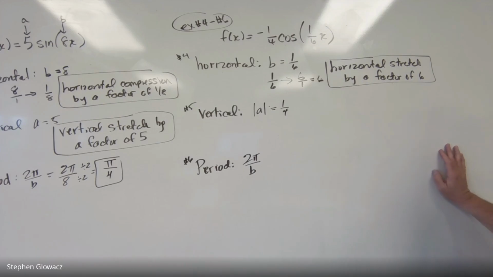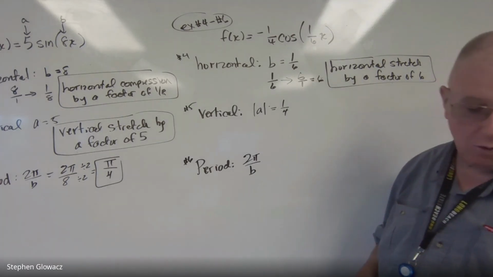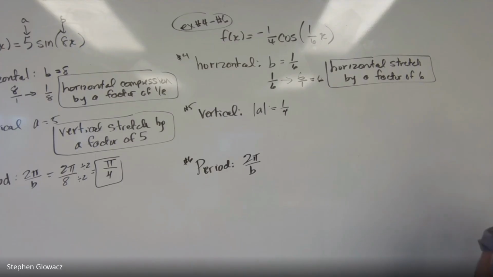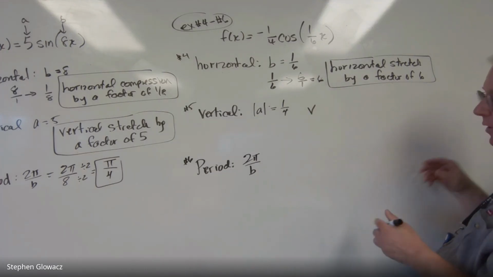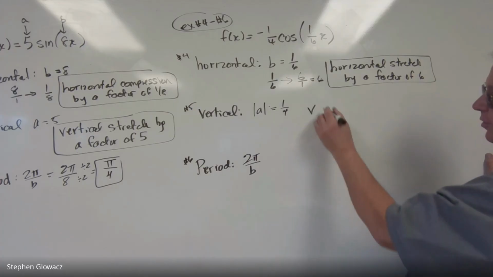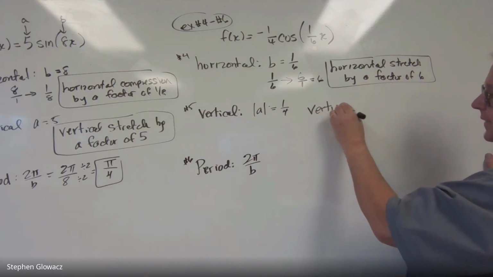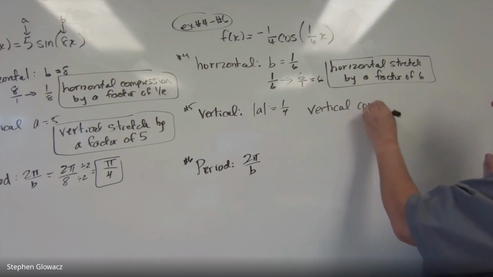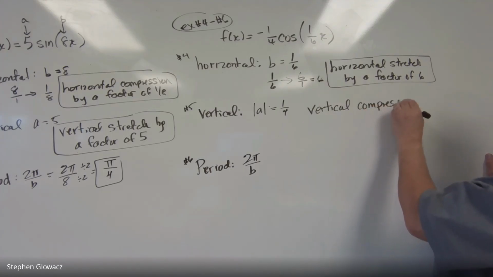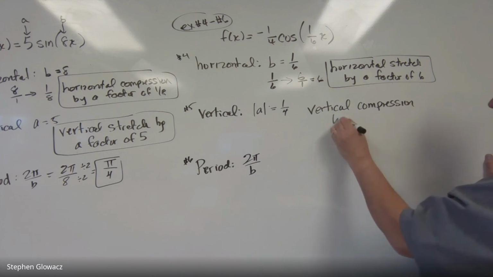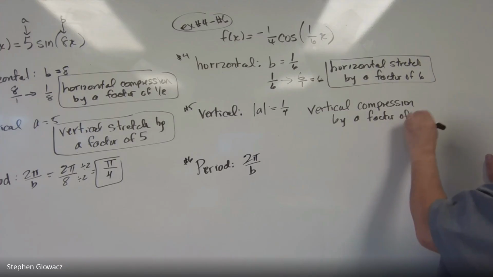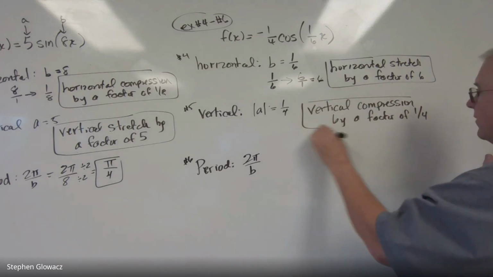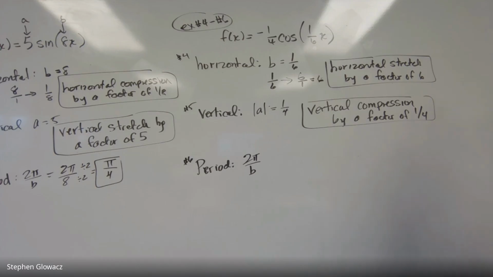1/4 is between 0 and 1, so that would be a vertical compression. Remember, greater than 1 is a stretch, between 0 and 1 is a compression. And notice no reciprocal here with A. So vertical compression by a factor of 1/4. And so that is that for that one.